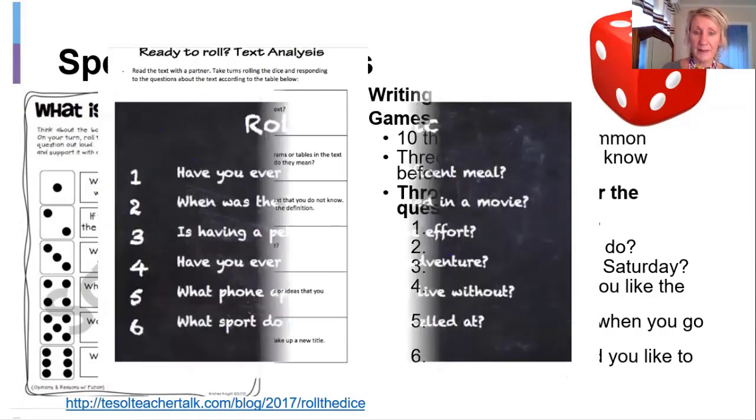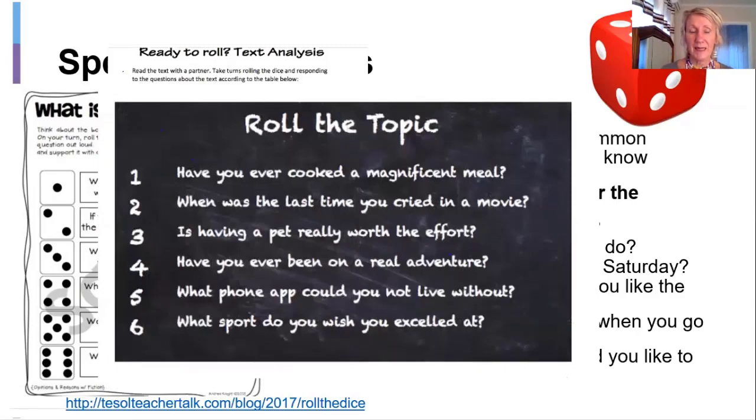And here's the last one, roll the dice. 1 to 6, just general topics. Number 1 would be, have you ever cooked a magnificent meal? Obviously describe it. Number 3, is having a pet really worth the effort? Okay, I would say yes. Number 5, what phone app could you not live without? Okay, WhatsApp, TikTok, I don't know. I'm not sure what you would need on your phone. Me, it would be Facebook as well.